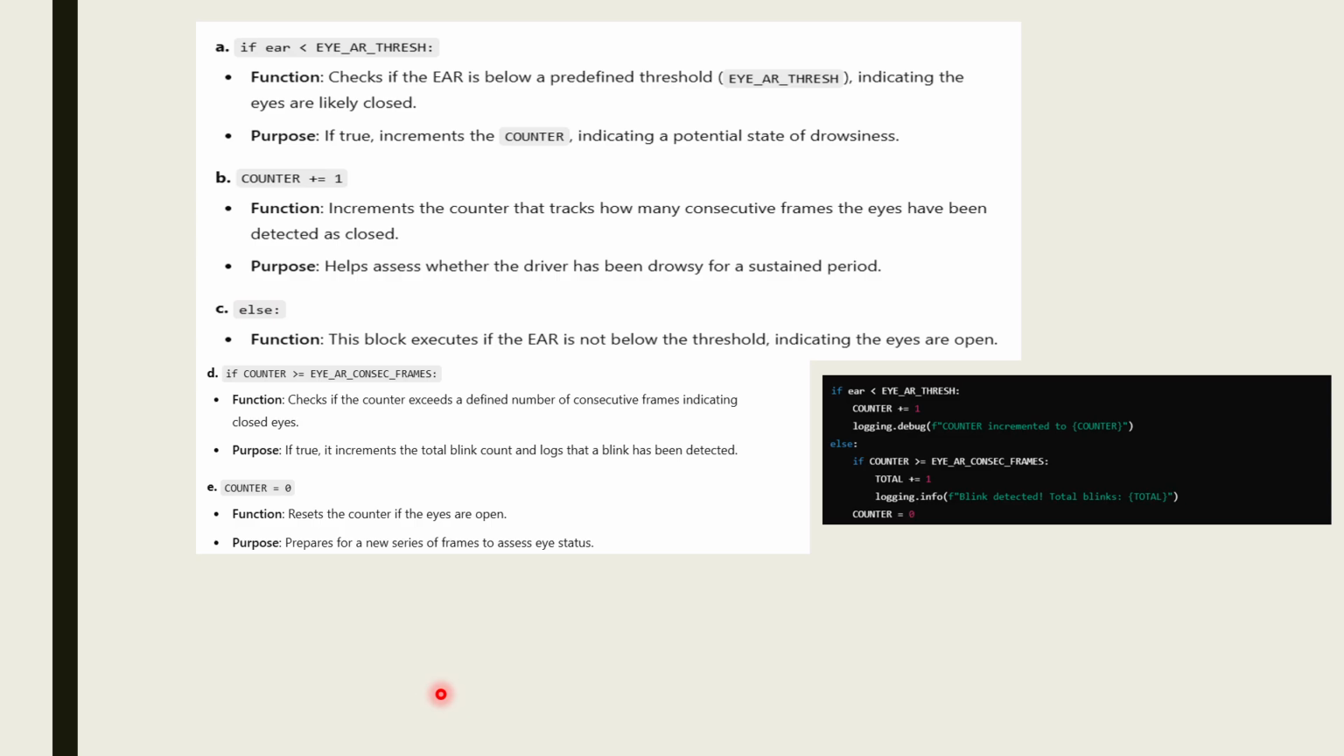So now let's understand this. If EAR is less than the EAR threshold, which is 0.25, it indicates that the eyes are likely closed. If true, we increment the counter, indicating the potential state of drowsiness. There are chances that a person is drowsy, but we will need more than 3 frames. We will increase the counter one by one, and if it increases to more than 3, we will consider it as sleep.